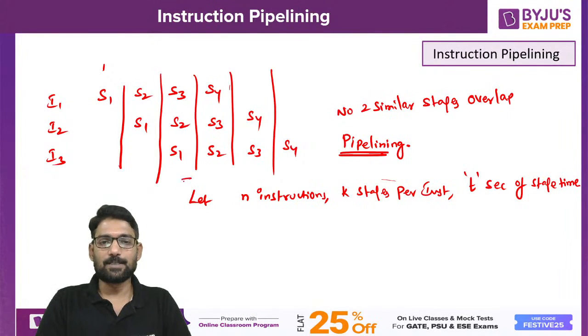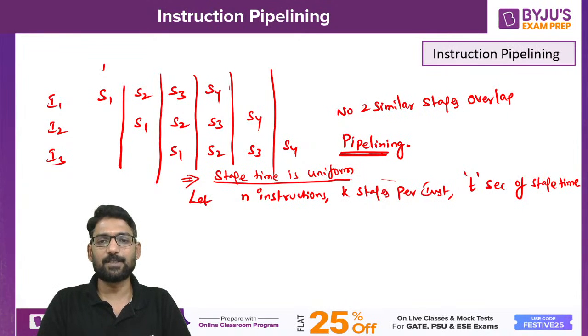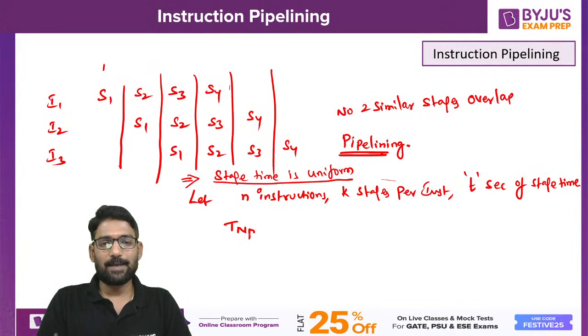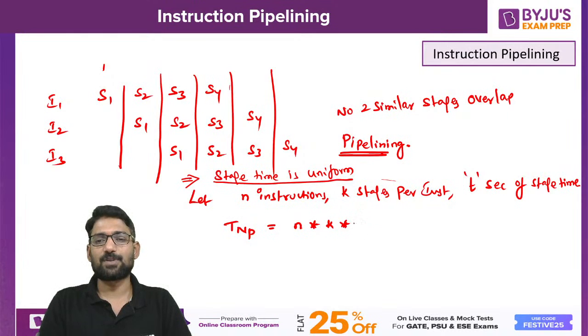So here stage time is uniform. For every stage of every instruction, the same time is needed. Then in the non-pipelined mode, which is serial processing, how can you calculate the time? Number of instructions into number of stages per instruction into stage time, n into k into t. Let us call this equation 1.